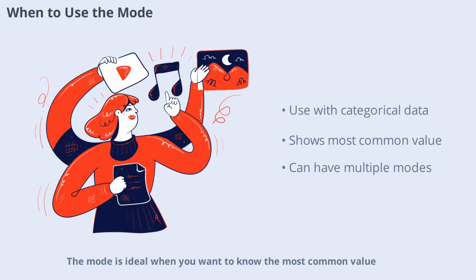Mode is ideal when you want to know the most common value, especially with categorical or discrete data. For example, if you're analyzing shoe sizes sold in a store, the mode tells you which size is most popular. It's also useful in surveys where you want to see the most frequent response. Remember, the mode doesn't always exist, and sometimes there can be more than one mode in your dataset.